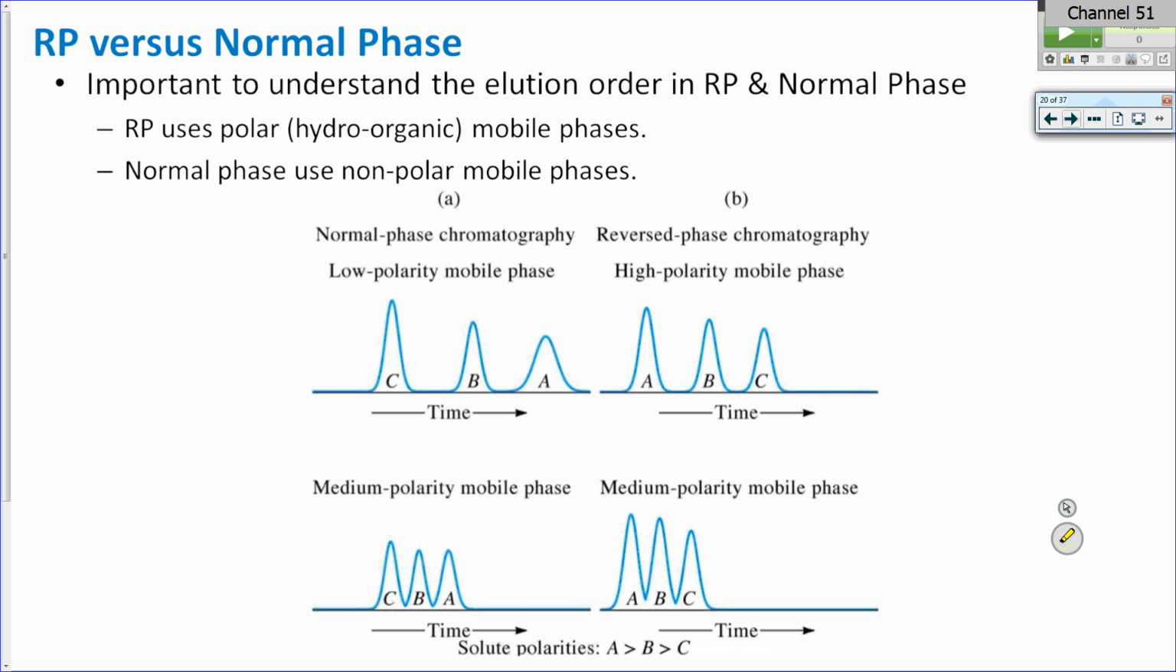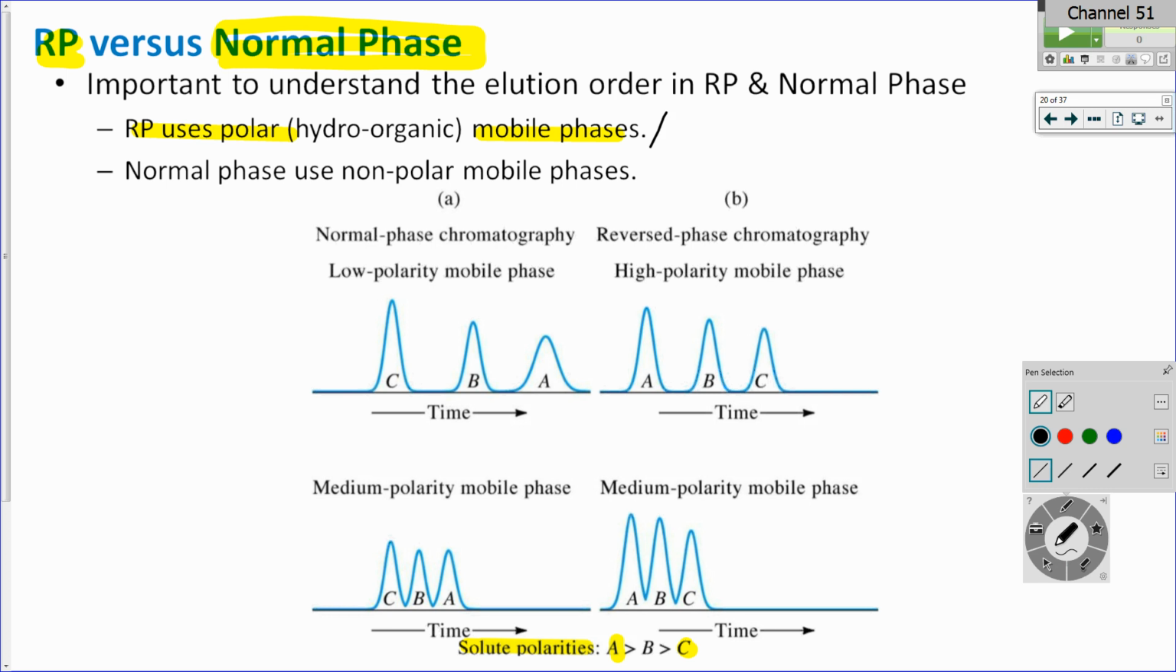Okay, so one of the things that's important to understand is the difference between reverse phase versus normal phase, and how to be able to predict how the analytes would migrate down the column in terms of their elution order. So in this example, we've got a group of compounds where A is the most polar and C is the least polar, or the most nonpolar. What happens with reverse phase is it uses polar mobile phases, and it has a nonpolar stationary phase.